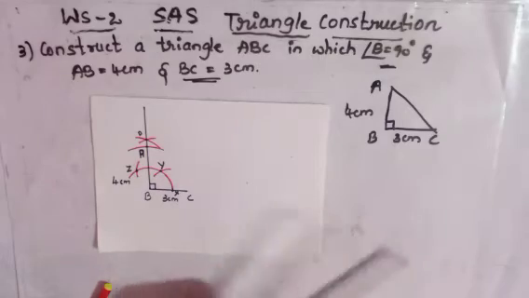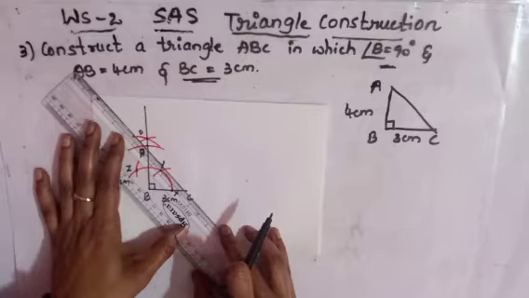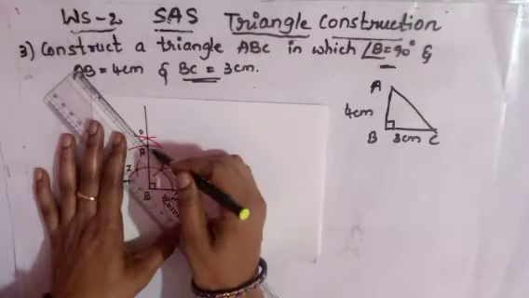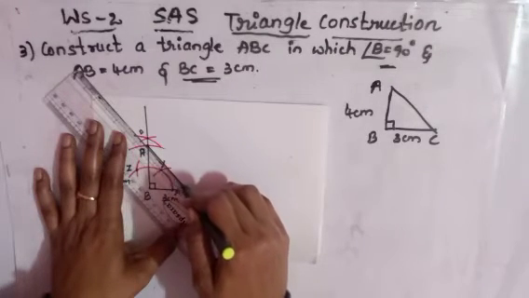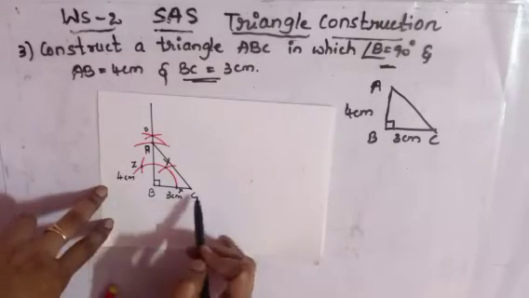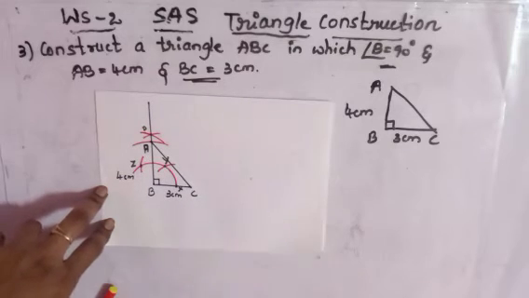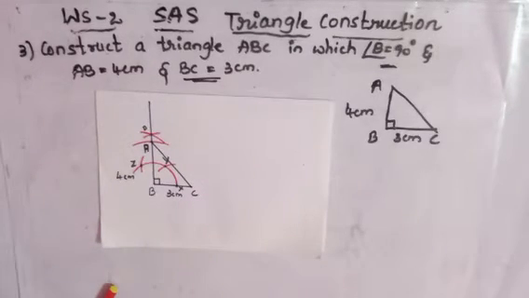Join AC. Now ABC is the required right angle triangle. So let us solve the next one.